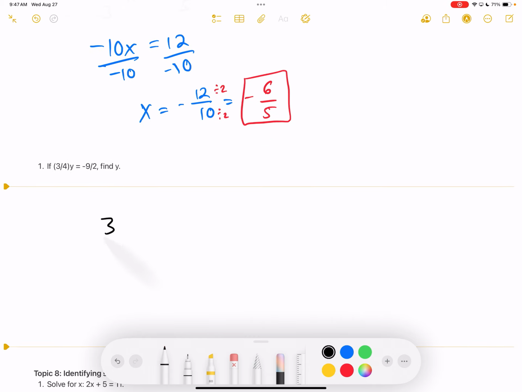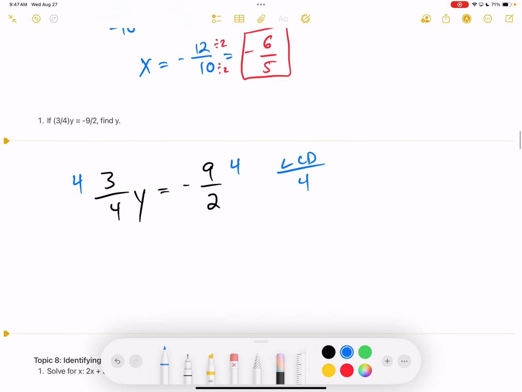On this one, 3 over 4y equals negative 9 over 2. So my LCD on this one is going to be 4. So if I multiply both sides by 4, 4 on top and 4 on the bottom cancel out. And 4 divided by 2 would be 2. So 2 times negative 9 would be negative 18.